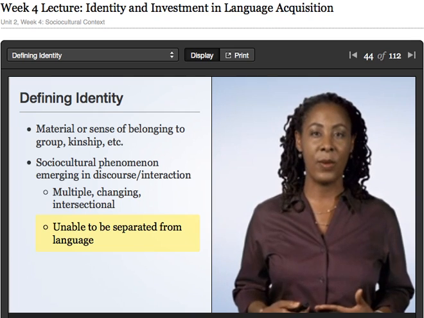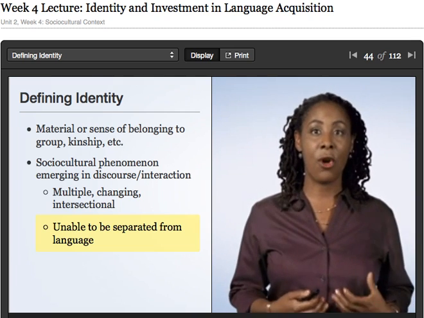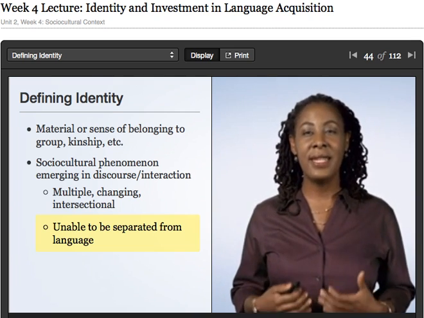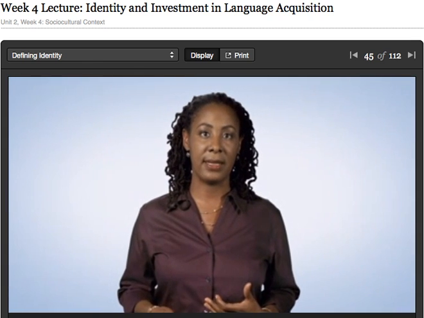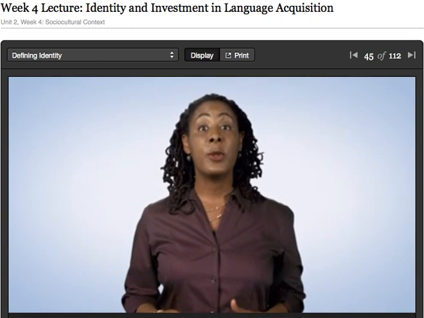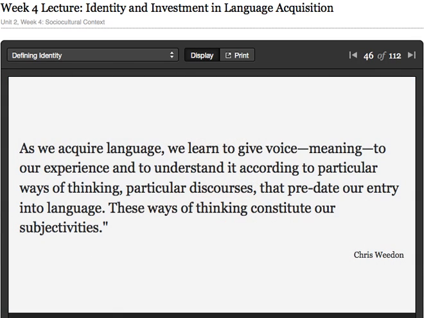Now, identity, very importantly, cannot be separated from language, because we do language to understand our world, ourselves, and to give voice to our experiences. In the words of Chris Weedon, as we acquire language, we learn to give voice, meaning, to our experience, and to understand it according to particular ways of thinking, particular discourses that predate our entry into language. These ways of thinking constitute our subjectivities.